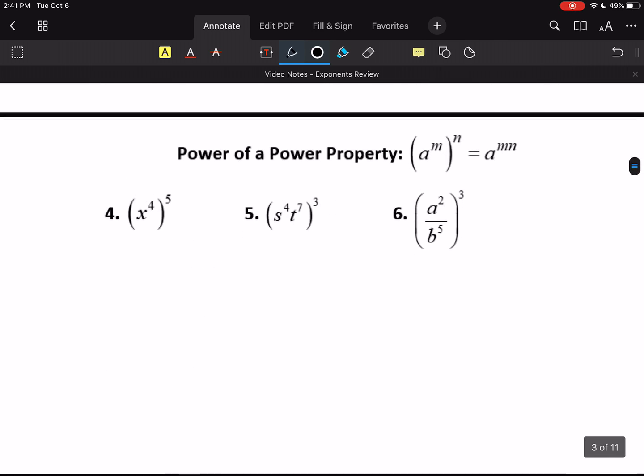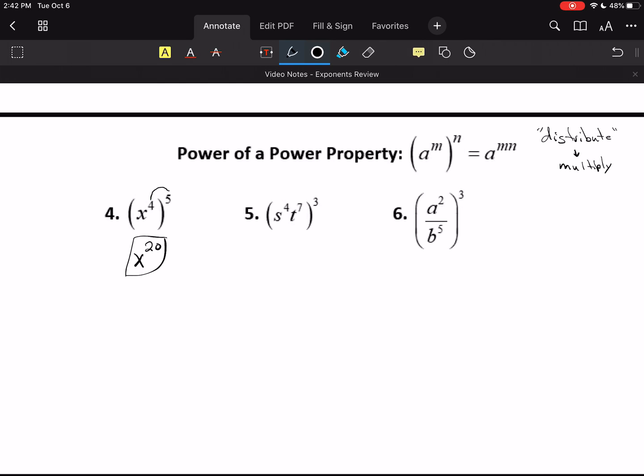Now, power of a power. So I have my base inside with an exponent, parentheses to another exponent. Similar to when we have a number out front of my parentheses, I want to think about distributing, which means that I am multiplying. So, bringing that 5 to the inside, I would have x to the 20th.